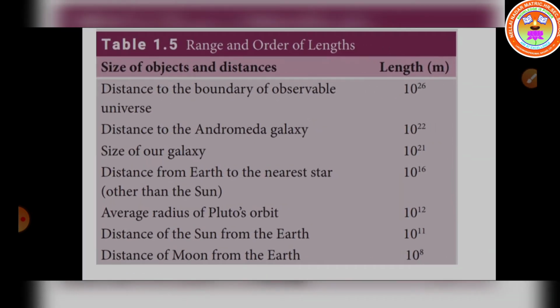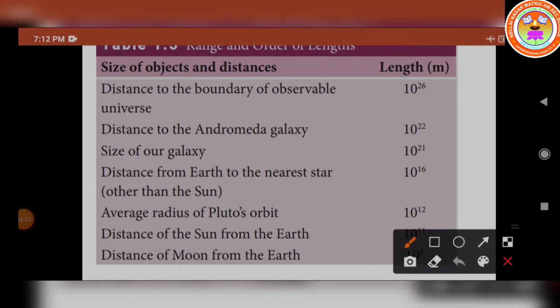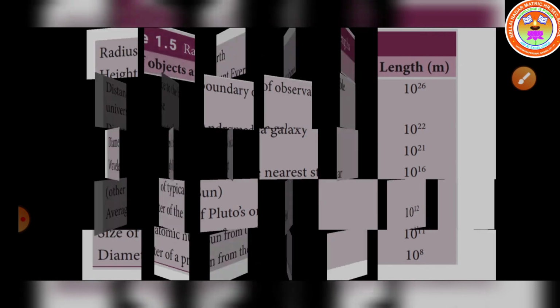Now let us see the range and order of lengths. Here a tabular column is given with the size of the objects and the distance, and the length is given as an order. The distance to the boundary of the observable universe is of the order of 10 power 26 meter. For example, the size of our galaxy is of the order of 10 power 21 meter, or the average radius of Pluto's orbit is of the order of 10 power 12 meter. Like that we have to write. This is the order of length.